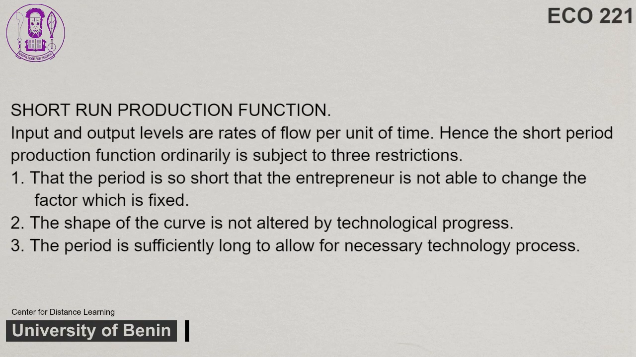Short-run production function. Input and output levels are rates of flow per unit of time. Hence the short-period production function ordinarily is subject to 3 restrictions. 1. That the period is so short that the entrepreneur is not able to change the factor which is fixed. 2. The shape of the curve is not altered by technological progress. 3. The period is sufficiently long to allow for the necessary technology process.